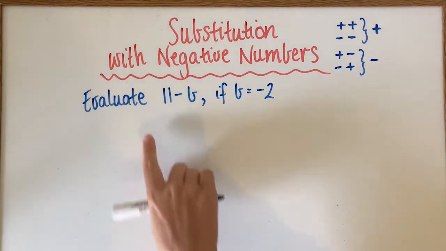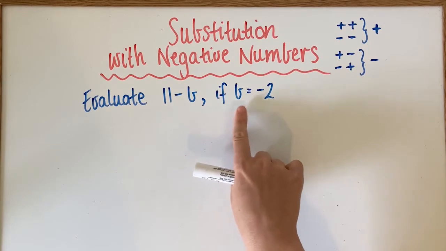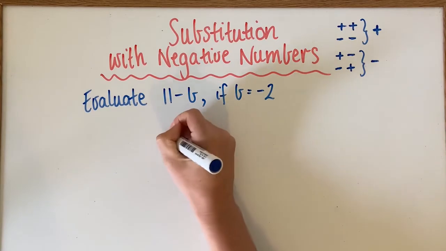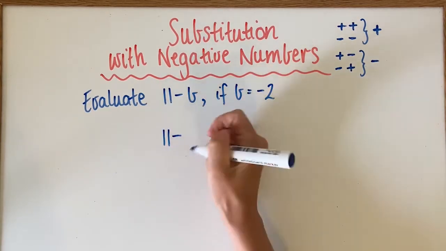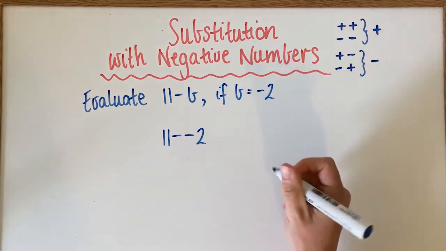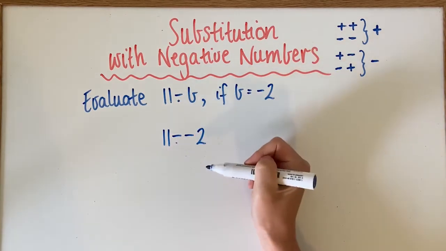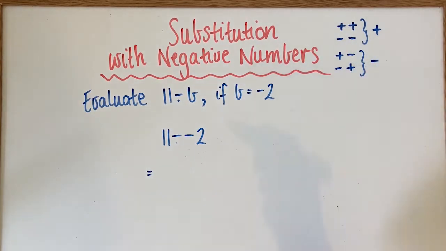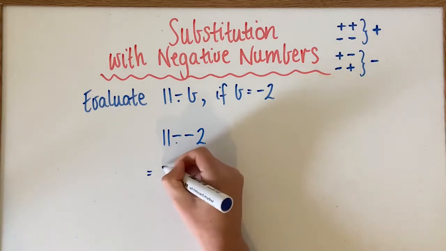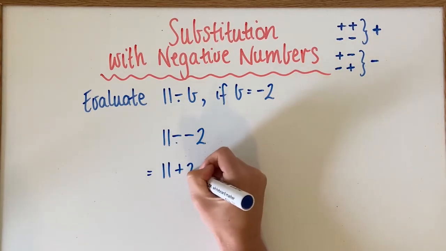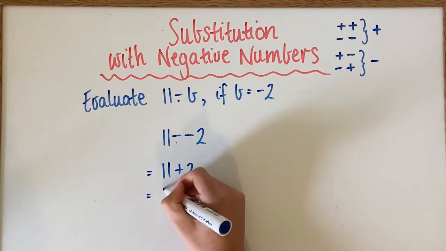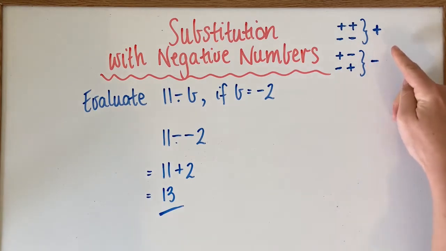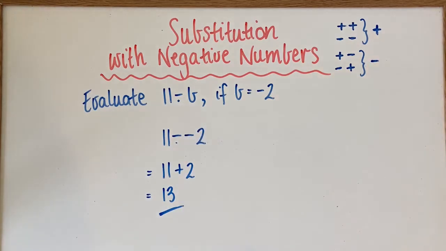Okay, so for this first one, we've got 11 minus b, but we're told that b is -2. So we just do it like we would a normal substitution. So we're going to go 11, take away, and then we're going to write in the -2. Okay, so this take away stays, and this one gets added in there. Now as I said, if you have two negative signs next to each other, you can convert that to a positive. So this would become 11 plus 2, and then 11 plus 2 is going to give us 13. So it's really important that we make sure that we're looking at the signs and that we're substituting in accurately.